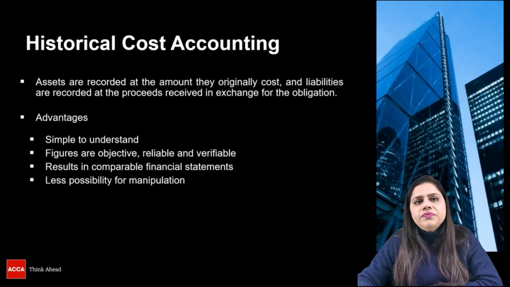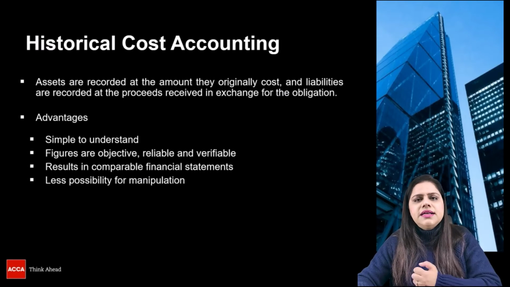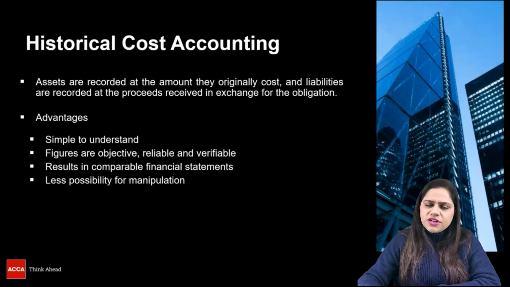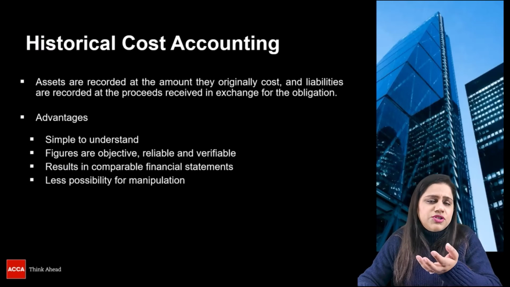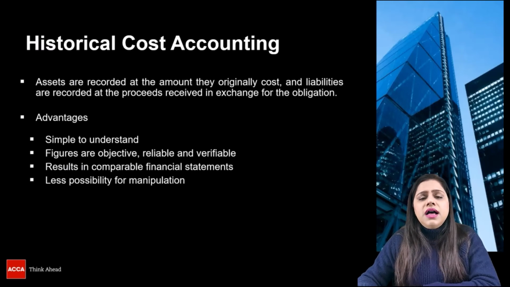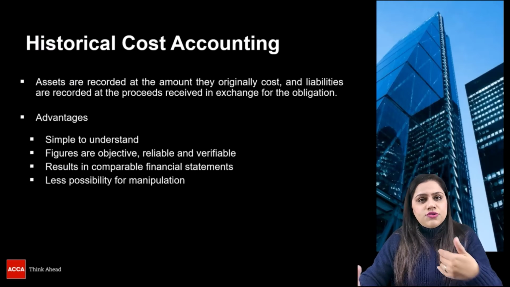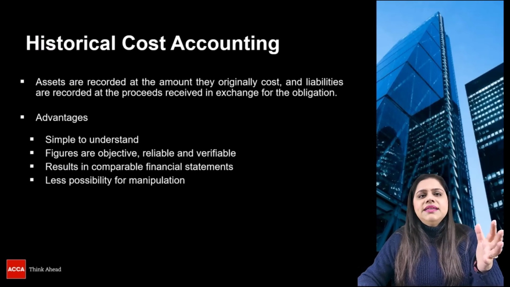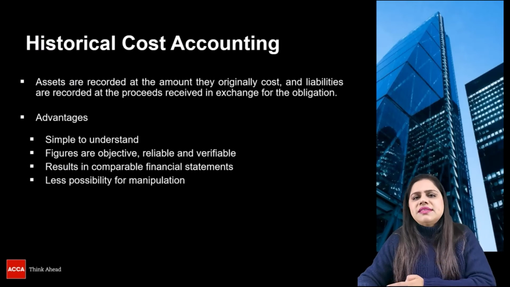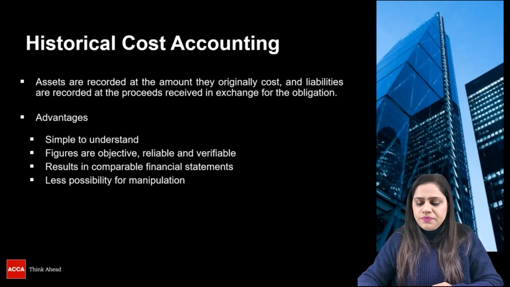In case of historic cost accounting, just like we discussed, these are the items at which it was historically recorded. There are certain advantages of this system. It's easier to understand. Anyone can understand that this item was purchased for 5,000 8 years ago. The figures are objective, reliable, and verifiable. You have in writing maybe contracts to prove that value. Comparability is higher because year on year we have the same kind of figures, and there is a lesser possibility of manipulation in them.